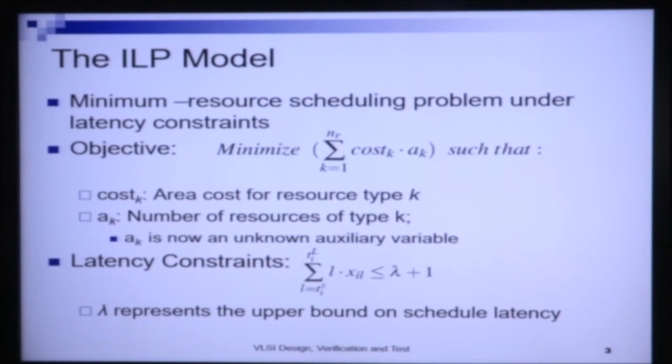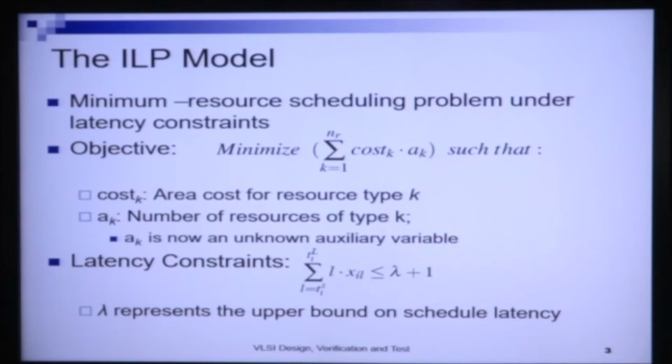So, what is the objective here? Given a bound on the time within which to schedule, I need to minimize the resource that is consumed, that means the area that is consumed by the circuit. I want to minimize the area consumed by the circuit given a limit on the time that I can use to schedule the operations in my DAG. So, how do we specify this objective?